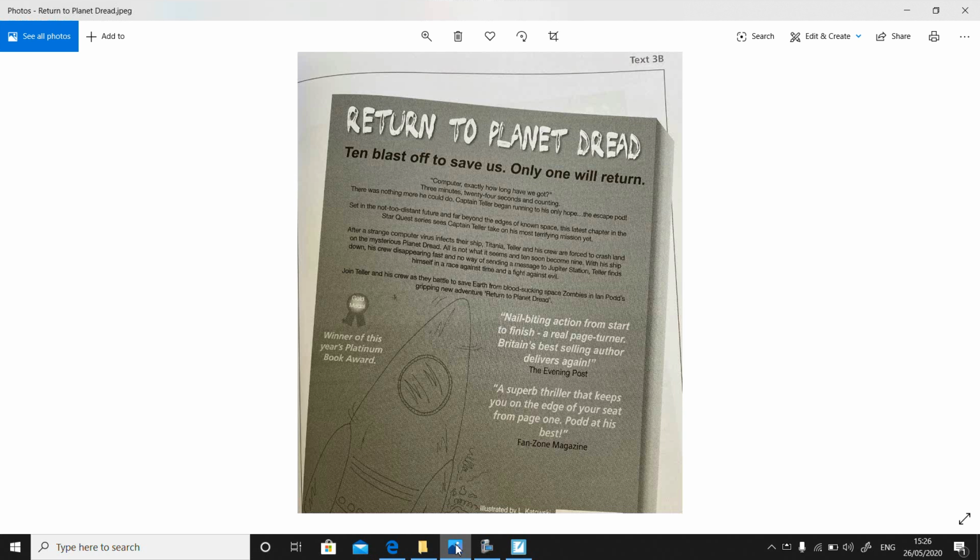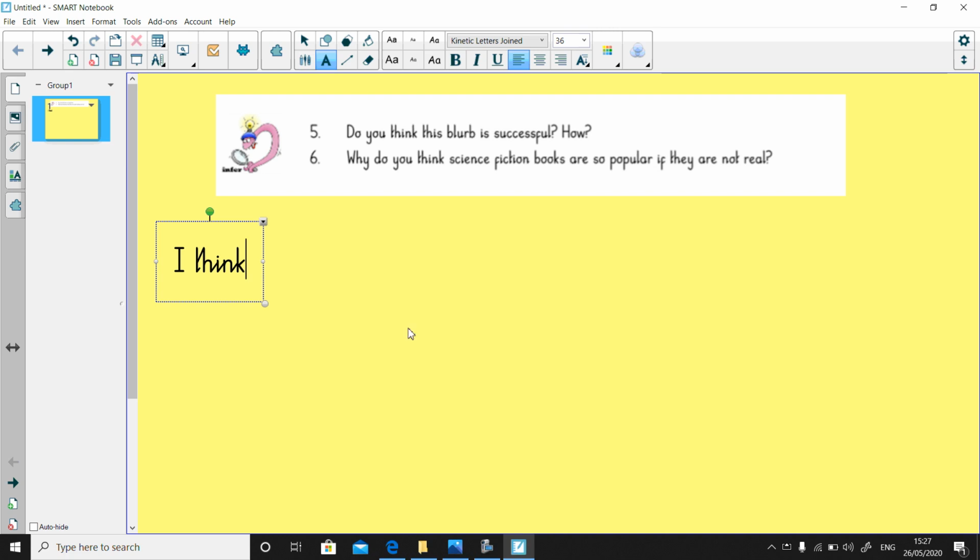So, knowing that a blurb is meant to encourage you to pick up this book and read it, you need to think personally about yourself when you read this blurb. Does it make you think, yes, I want to pick up this book and read it and find out what happens to Captain Teller and the rest of the crew? Or do you think, actually, no, this book isn't for me? So having a look at the question, it says, do you think this blurb is successful, and how? Now, because of the word how, that means you need to explain it. You can't just simply say, I think the blurb is successful, I think it's not.